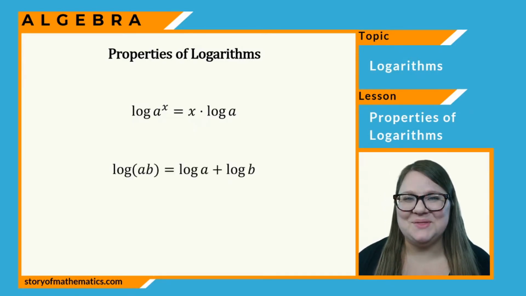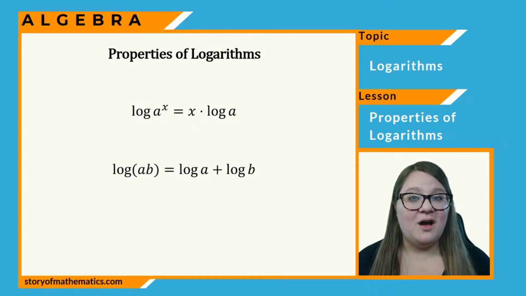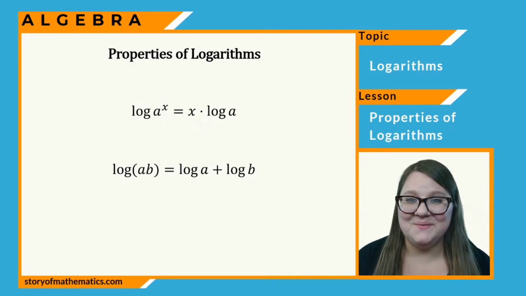Now our next rule is called the product rule. It says if I have log of a times b, I can split that up into two separate logarithms with addition. So log of a times b is log of a plus log of b.